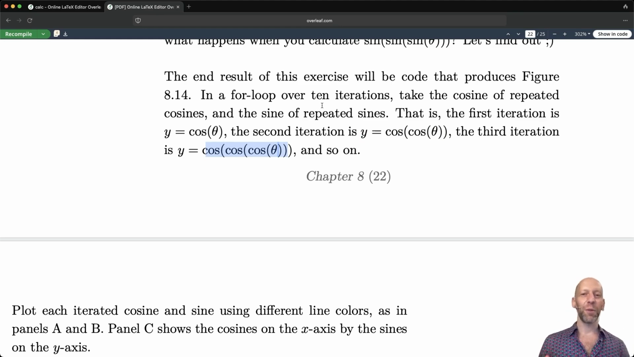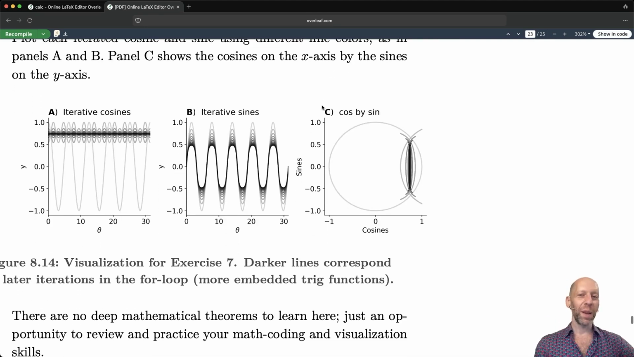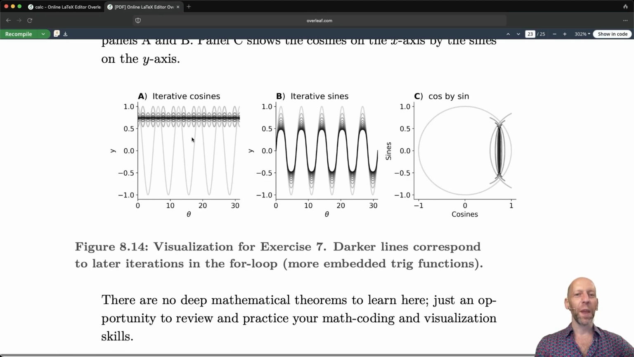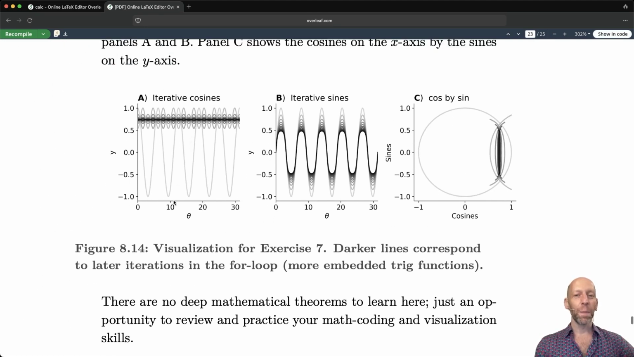Okay, so you do that for cosine and you do it separately for sine, and then you just make some nice visualization. So here is the plot that you will produce. This is theta on the x-axis and y on the y-axis. And here you see that all the lines correspond to iterative cosines, iterative sines, where I'm using darker line colors for each successive iteration through this for loop.